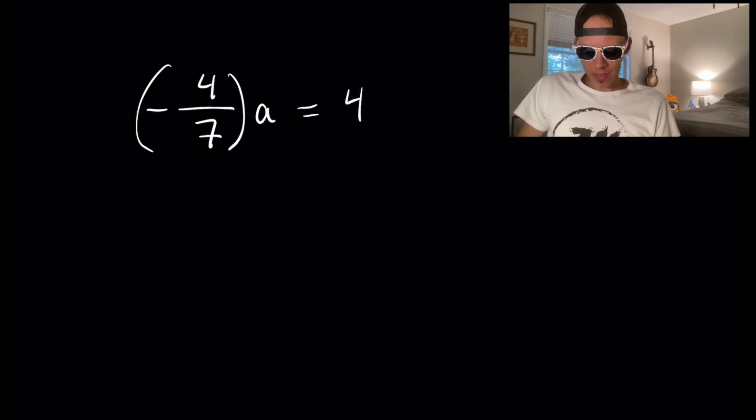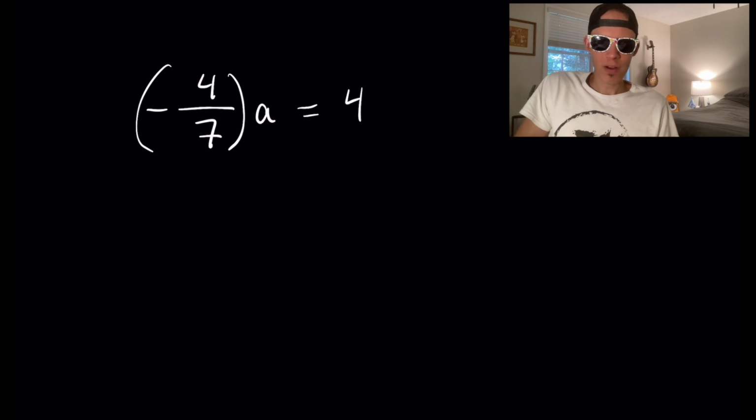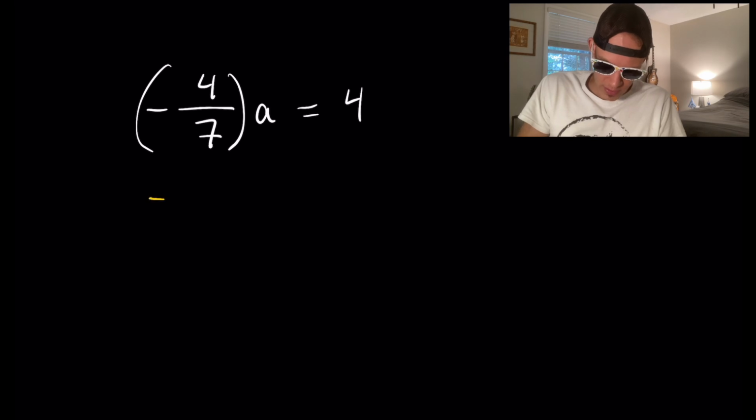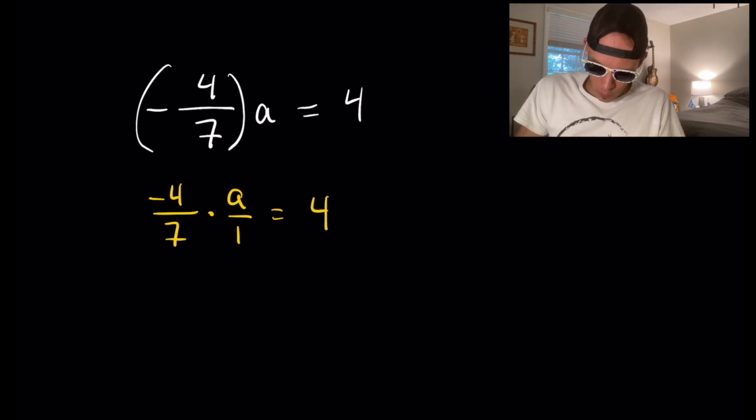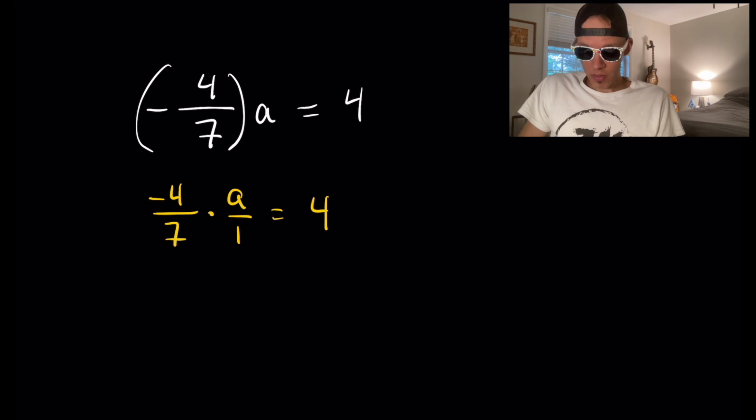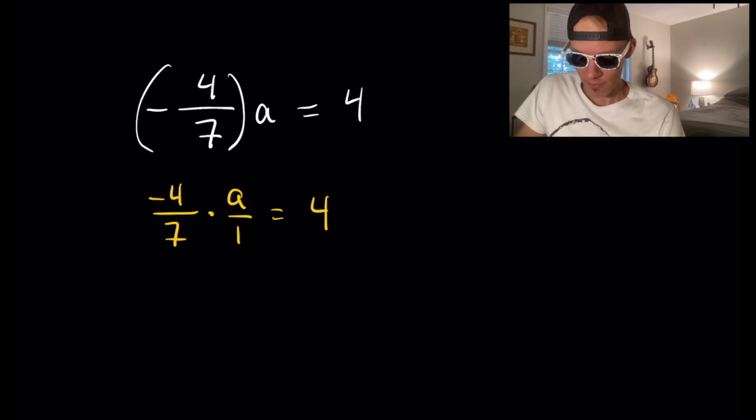Okay, negative 4/7 times a equals 4. So a couple of different ways to think about it. I'll show you one. Let's rewrite a as a fraction because we're multiplying it by a fraction, so maybe it'd be nice to see it expressed as a fraction. Remember, numbers or just variables, if you want to write them as a fraction, just put a 1 underneath. So we would write this like this. Negative 4/7 times a over 1 equals 4. So we haven't changed the value of the equation. We've just rewritten a so that it's expressed as a fraction.